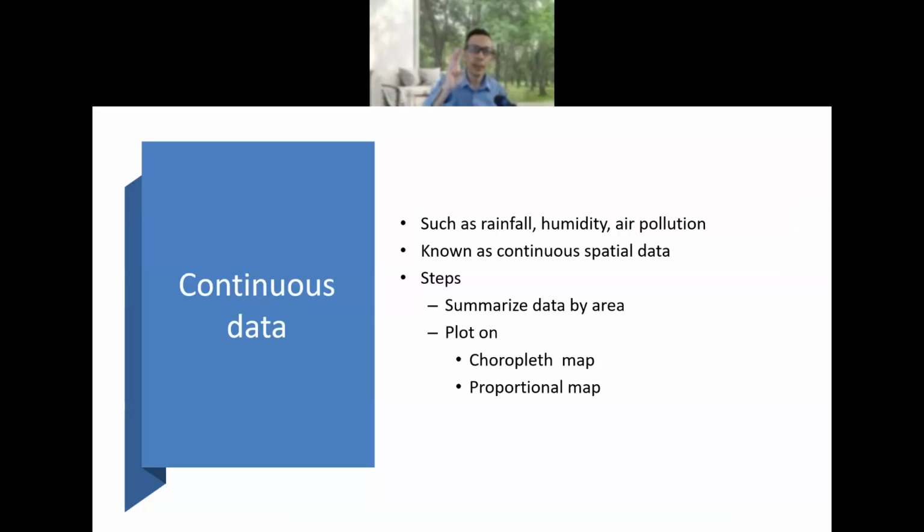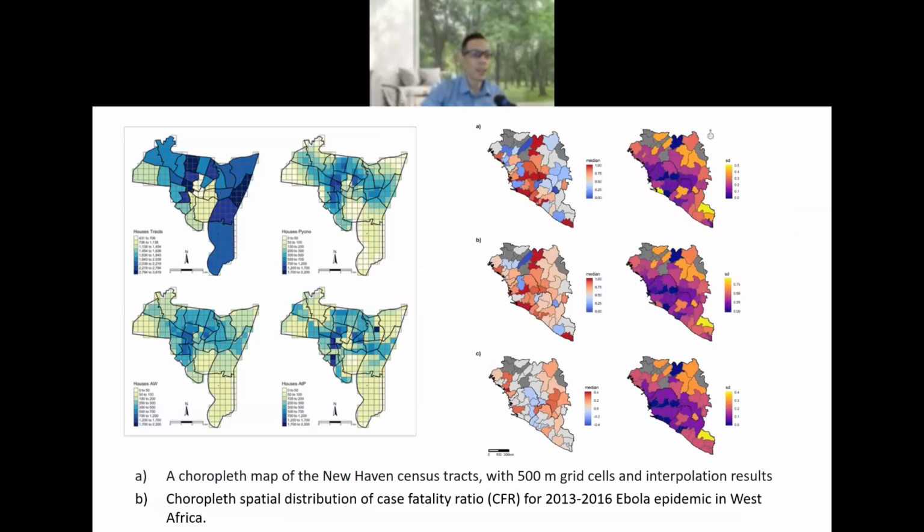And then so we have point data, we got aggregated data, we also have continuous data. This one is raster data lah, rainfall, humidity, air pollution. If you want to analyze this, you can summarize data by area. You can also plot using choropleth or proportional maps. For example, this one lah, a choropleth map of the New Haven census tracts. This shows case fatality ratio for the 2013-2016 Ebola epidemic in West Africa, right?